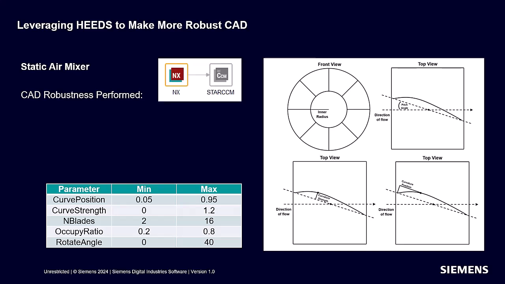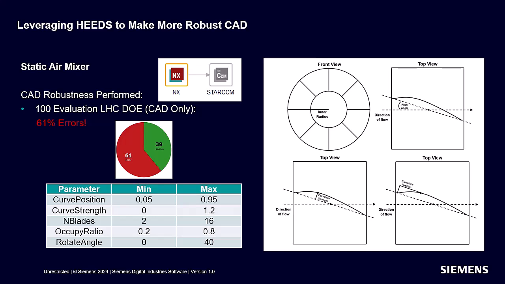Leveraging the direct portal in HEEDS to CAD, we were able to rapidly set up the automated study in HEEDS. Having defined the intended variable ranges and ensuring SimCenter STAR-CCM+ was deactivated, we launched a Latin Hypercube sampling study for CAD robustness assessment. Upon doing so, we discovered that the CAD parameterization was not as robust as anticipated or desired, with a 39% success rate or 61% error rate.